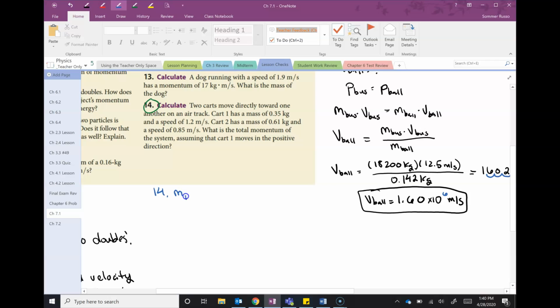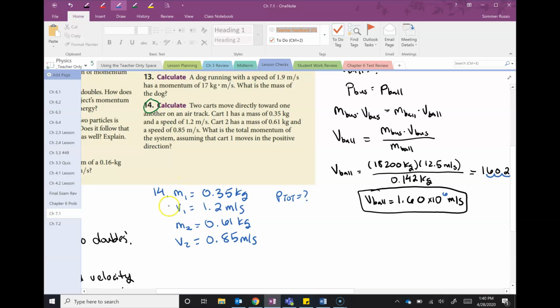I have mass 1 is equal to 0.35 kilograms. V1 is equal to 1.2 meters per second. Cart 2 has a mass of 0.61 kilograms and a speed of 0.85 meters per second. We want to know the total momentum, P total, of the system, assuming that cart 1 moves in the positive direction.